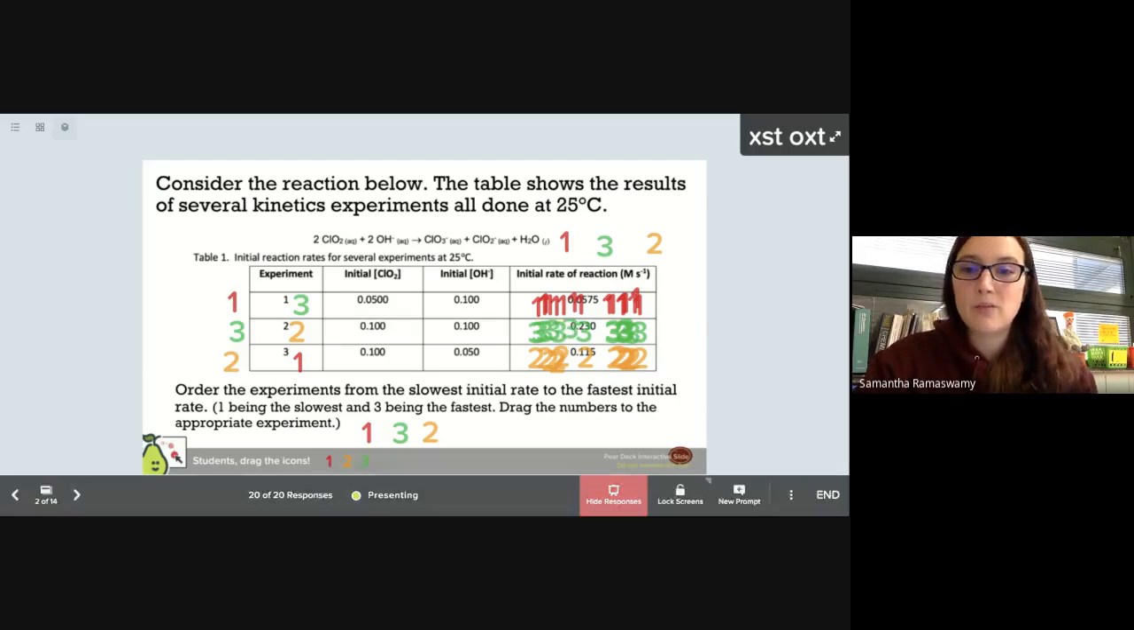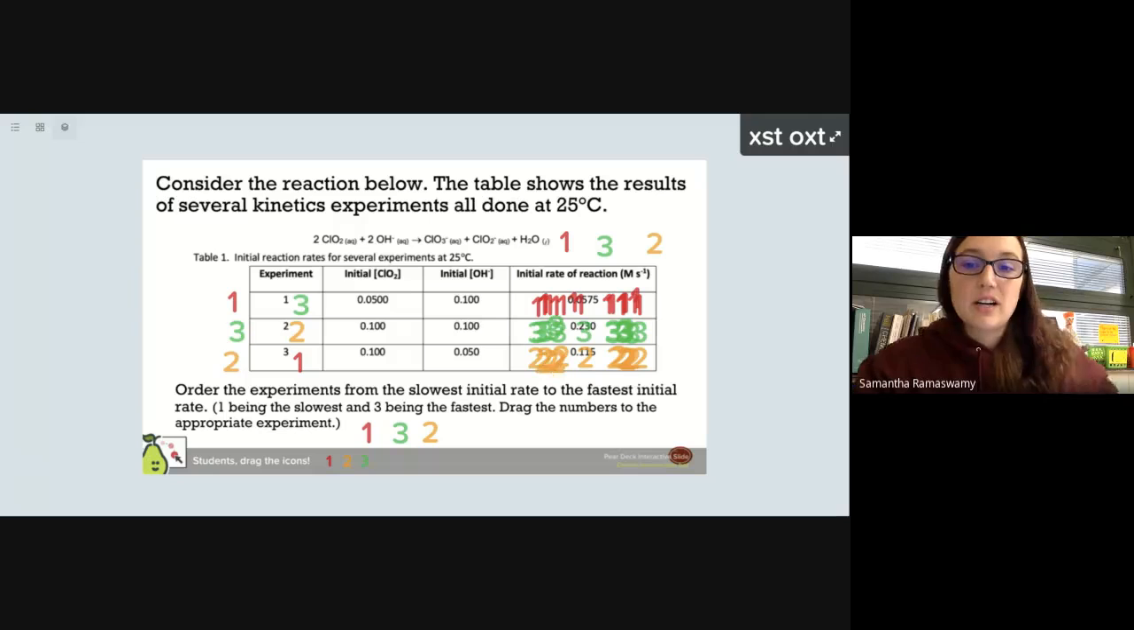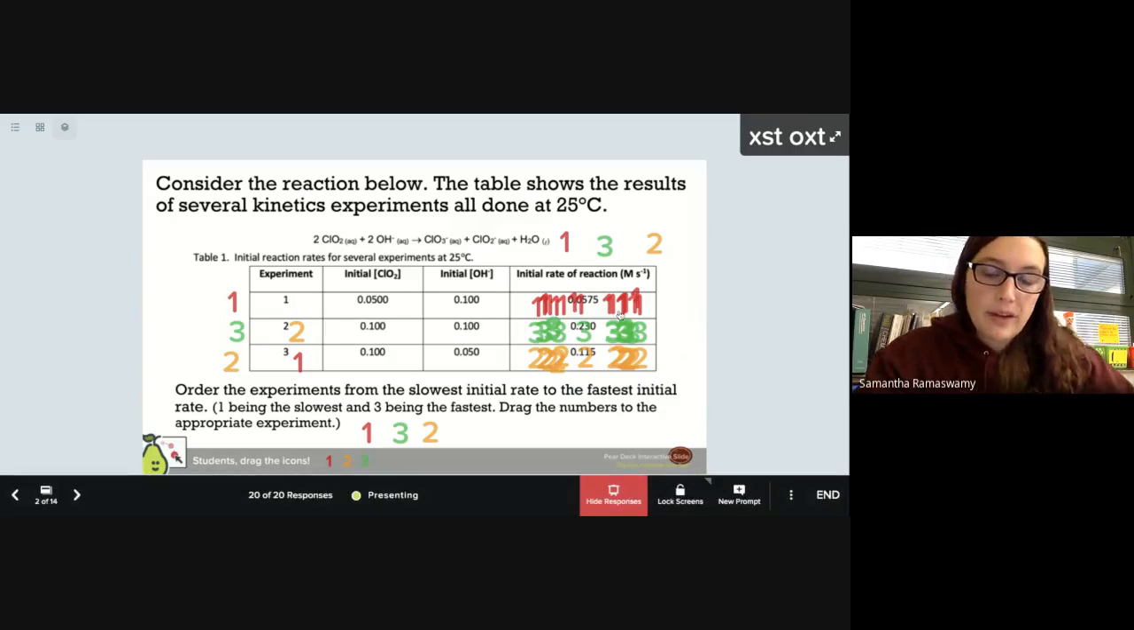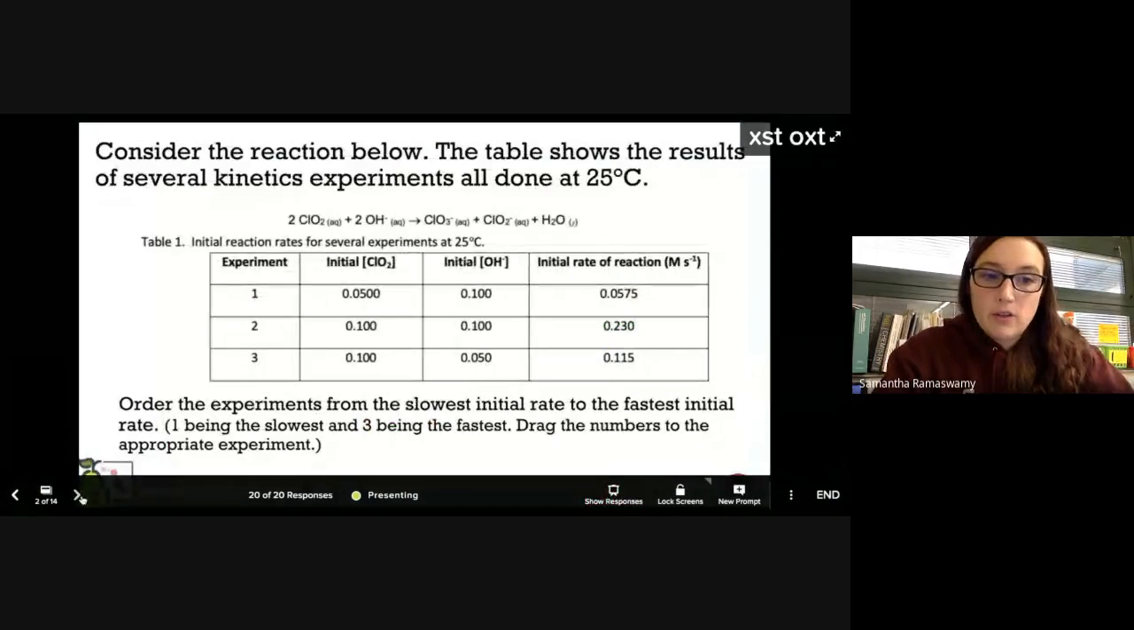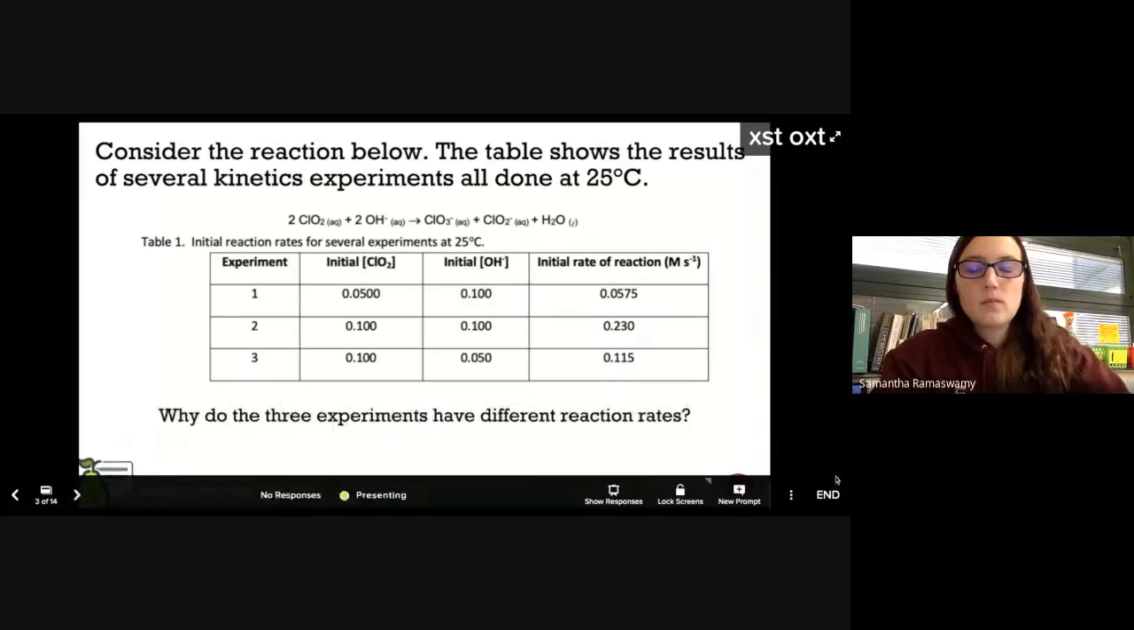Good, and I see people even moving it around to make sure that they have the right answer. So 0.230 molar per second means you have a lot more molarity per second reacting versus 0.0575. We can see the answers here: 0.0575 is the slowest, 0.230 is the fastest. All that's doing is having us look at the value of the rate, keeping in mind that the higher the value, the faster the rate.